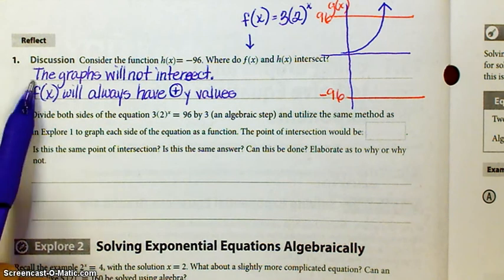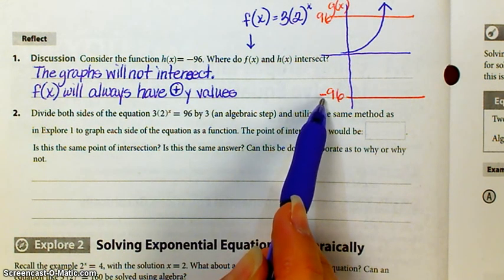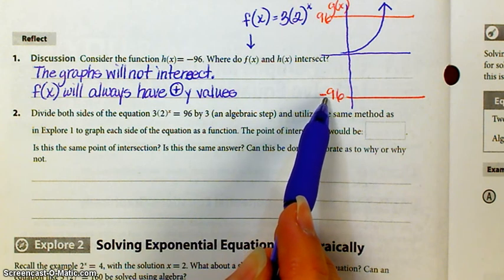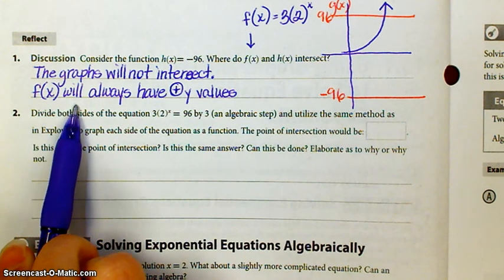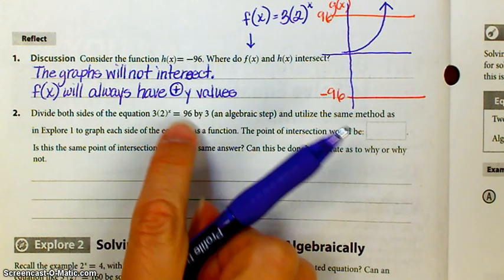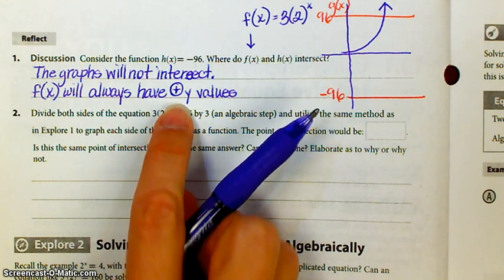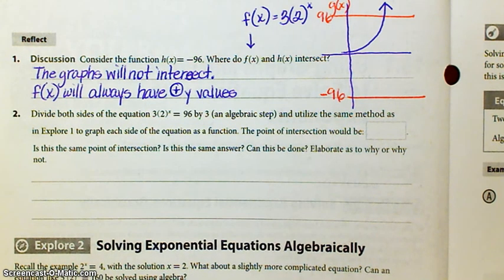Okay, so in this particular case, if they're talking about h of x is equal to negative 96, which is down here, this line, then f of x and h of x are never going to intersect. And again, that's simply because the way that this is written, we're always going to have a positive y value, regardless of what x value we put in there. Okay? All right, number 2 says to divide both sides of the equation, 3 times 2 to the x power equals 96, by 3 and utilize the same method as in Explore number 1 to graph each side of the equation as a function.